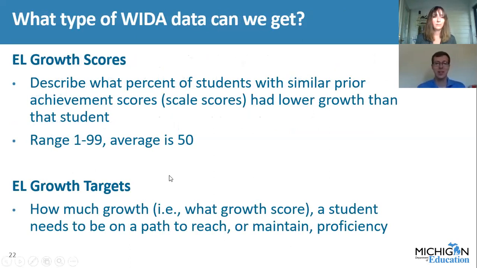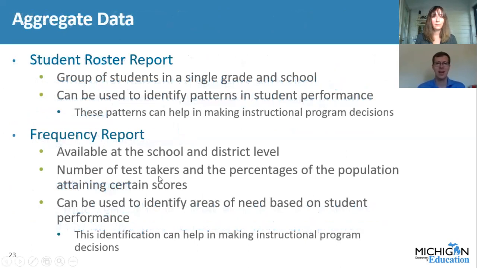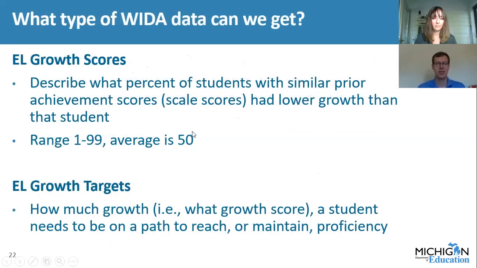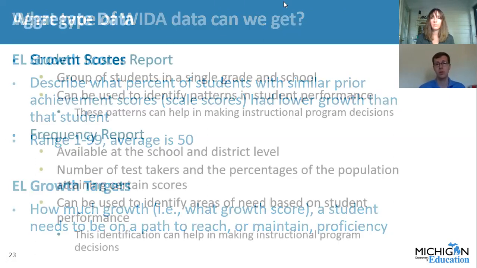Okay, so in addition to our status or achievement scores, so proficiency levels and scaled scores, in the state of Michigan, we can also get growth scores. Michigan uses the student growth percentile model, which is a normative model, which means we're placing the students' outcome in context of students with similar prior achievement scores or their scale scores.